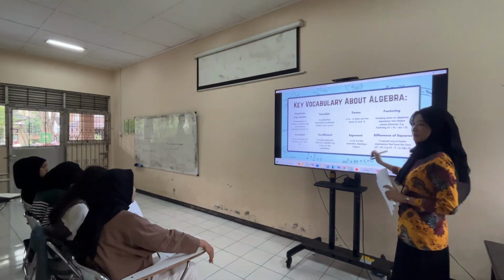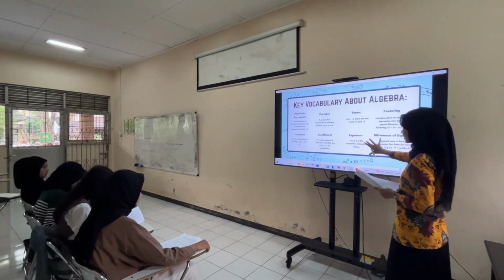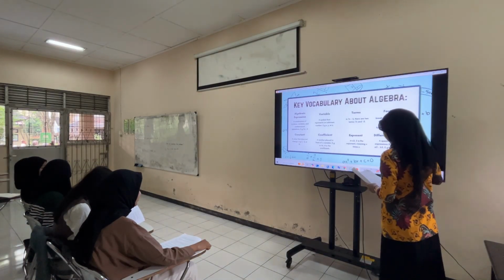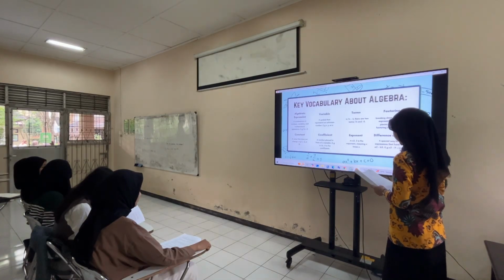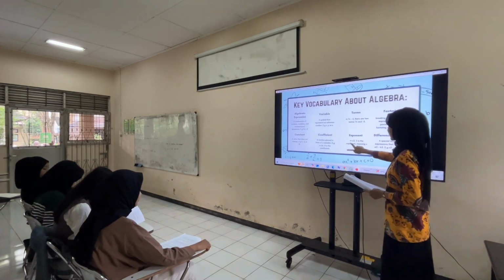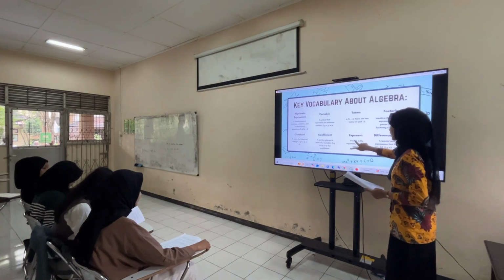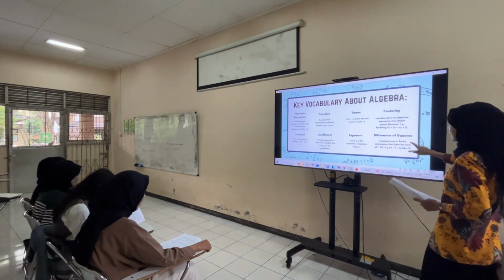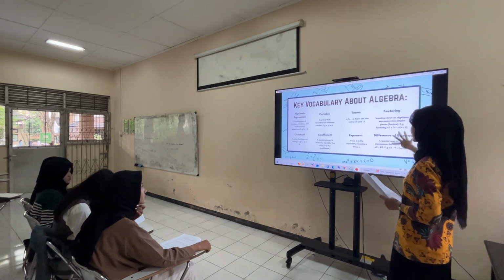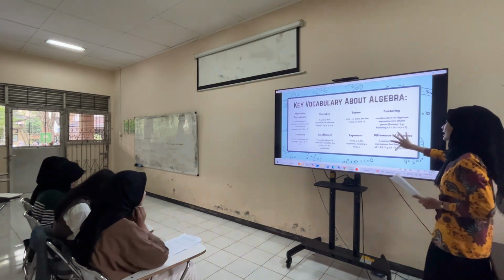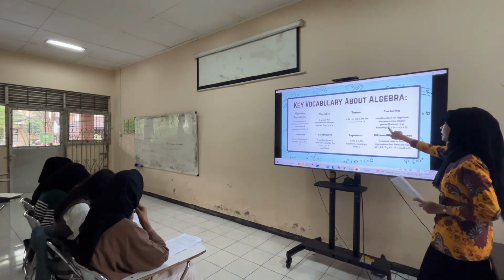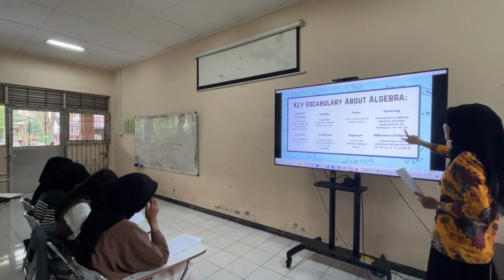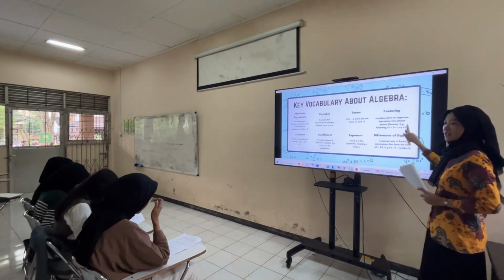And then it is about exponent. An exponent is a small number written above and to the right of a variable that tells us how many times the variable is multiplied by itself. For example, in x squared, 2 is the exponent, meaning x times x. And then the factoring. Factoring is breaking down an algebraic expression into simpler pieces. For example, factoring x squared plus 5x, it can be x in the parentheses x plus 5.